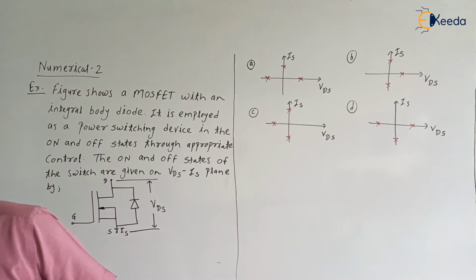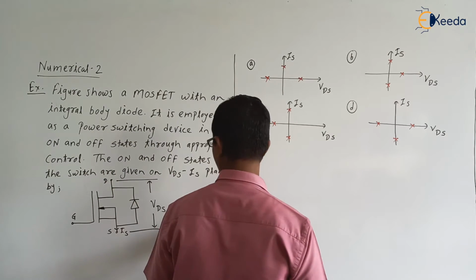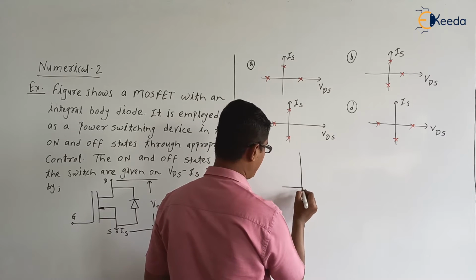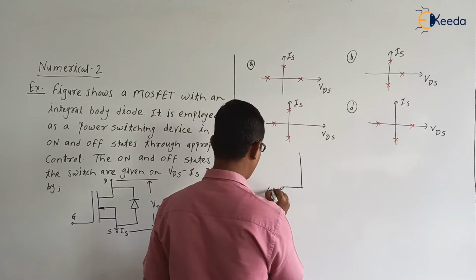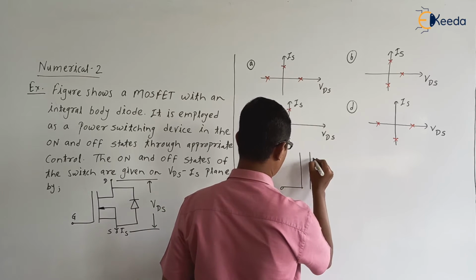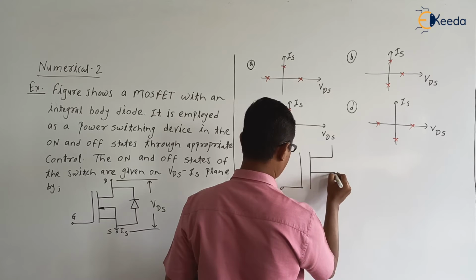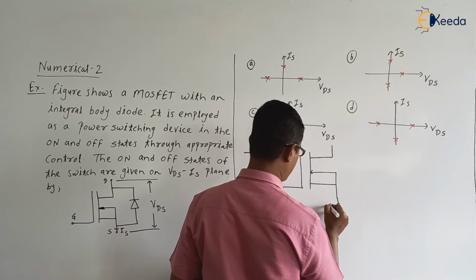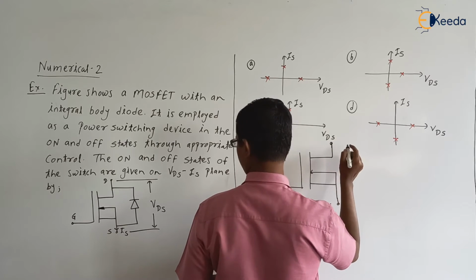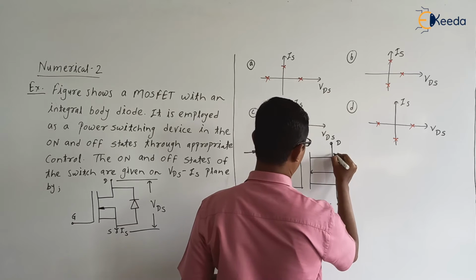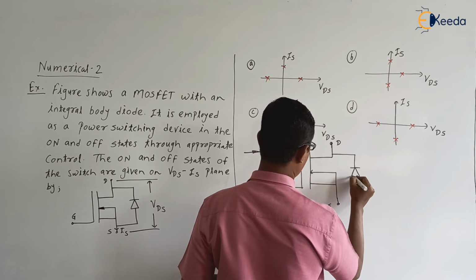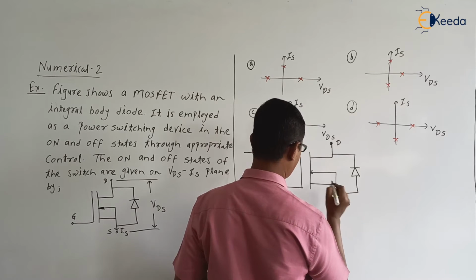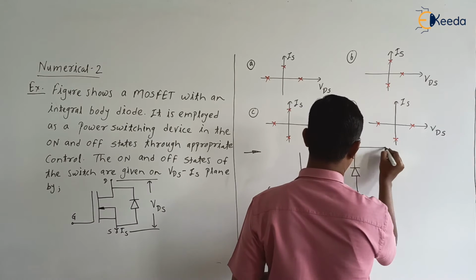So first of all let us redraw the given switch. In the answer let us redraw the given switch. So here we are having the MOSFET gate terminal. Next, here it is the source, here it is the drain terminal. Next, here we are having a diode, this current is IS, and this voltage is VDS.